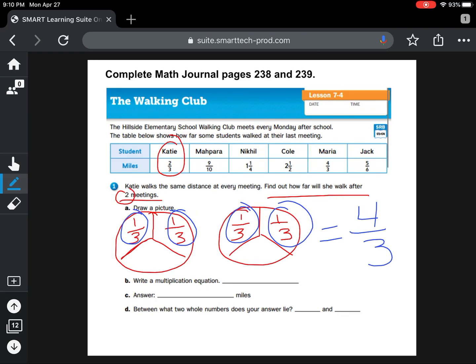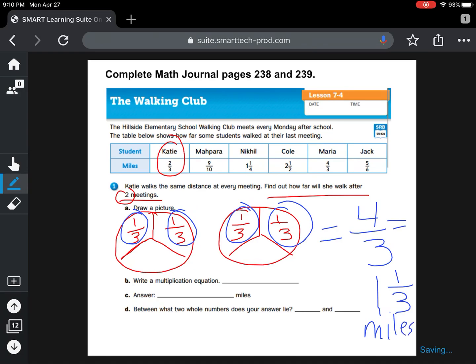So how would we change that to a mixed number? We'd ask ourselves, how many times does 3 go into 4? 3 goes into 4 1 time, and then there is 1 left over, and then 3 remains as your denominator. So how far does she walk after 2 meetings? I would say 1 1/3 miles.